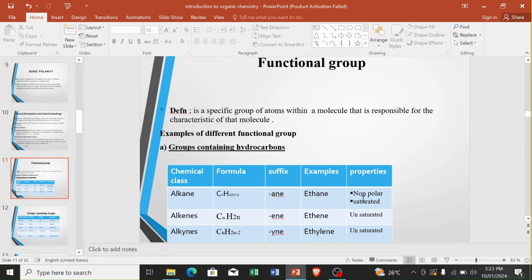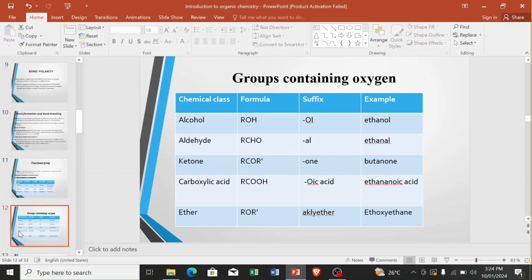Properties: nonpolar, saturated. And then we have alkenes. Alkenes have this general formula, having the suffix -ene, and we see that these have 2 carbon atoms and they are unsaturated. And then we have alkynes. Alkynes have this formula, and then we have a suffix that we shall use, ethylene or ethyne. We can call it like that, and they are unsaturated. So that is one class of functional group.